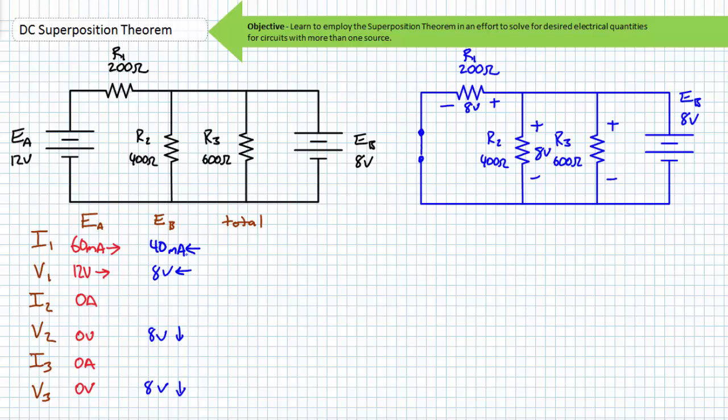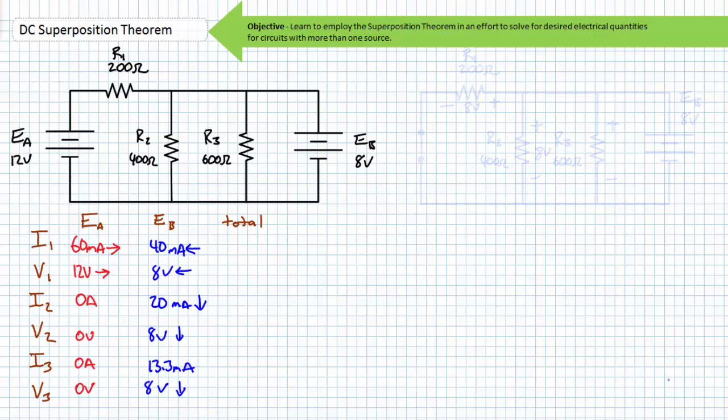Ohm's law dictates that 40 milliamperes of current will travel through R1, right to left. 20 milliamperes of current will travel through R2, top to bottom. And approximately 13.3 milliamperes of current will travel through R3, top to bottom. Now that we've completed independent analysis of this circuit from the perspective of both sources, the only task remaining to us is to summate the effects accounting for magnitude, polarity, and direction.